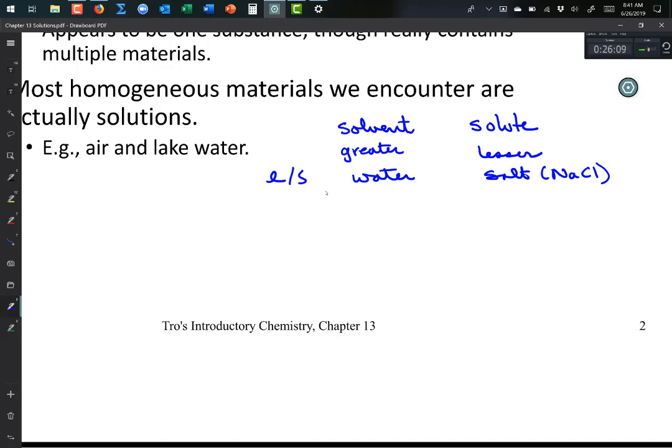Another example would be like soda is a solution. And what's the solvent in soda? No, no, think about it. What is the solvent in soda? What's the liquid that's in soda? No, it's water. Yeah, probably 90-95% of a soda by mass is water, and the rest of it is sugar. I mean, then there's a little bit of flavor in there. Unless you're doing artificially sweetened, you know, that kind of thing.